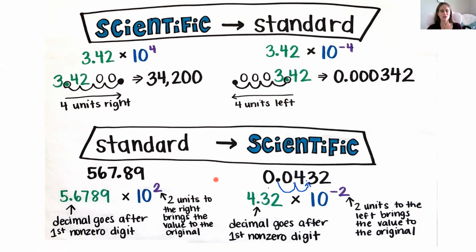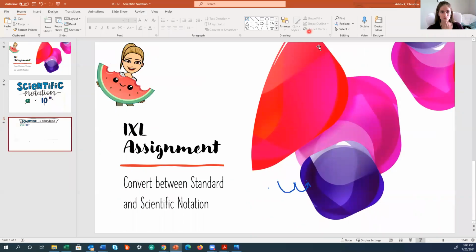Okay, it is now time for us to switch over to IXL and do a couple more examples, because that is one of the best ways to get this, is just to see it and to practice it over and over again. That's why we have you do the IXL, so you can get lots of practice and you can master it.